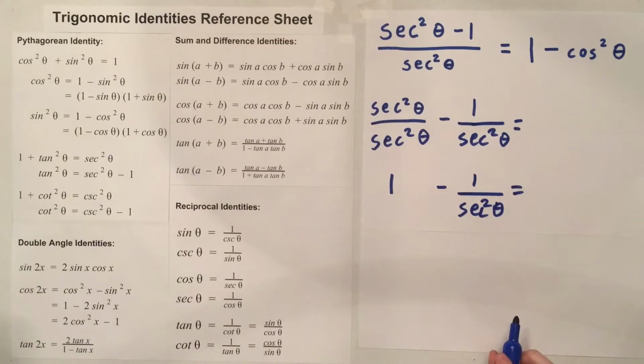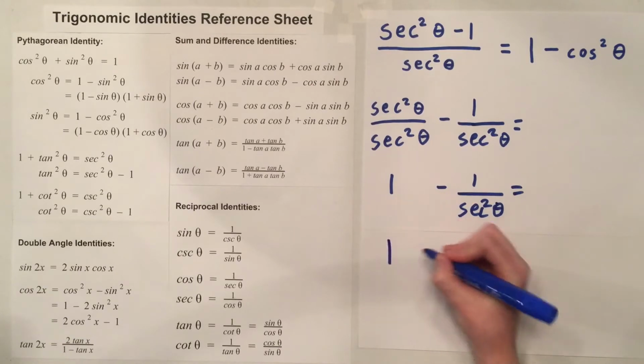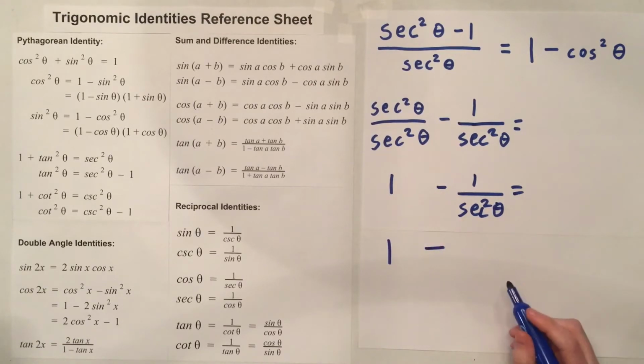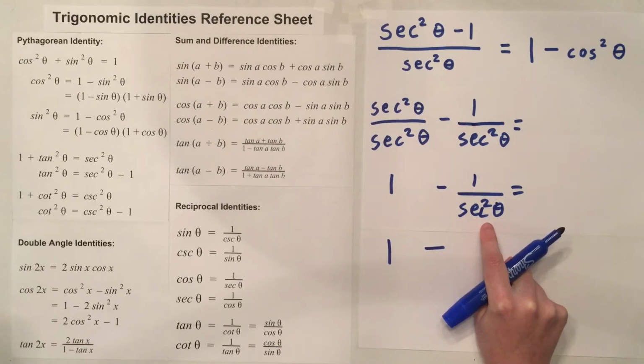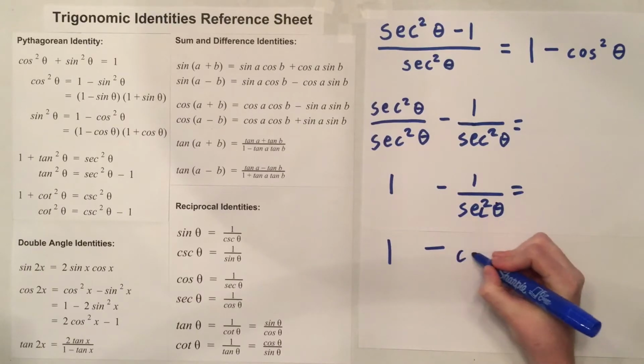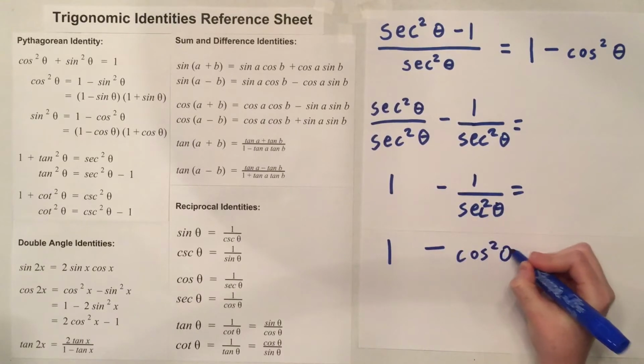And now, if we look at our trigonometric identities, we see that 1 over secant theta is equal to cosine theta. This same basic principle applies to secant squared theta. 1 over secant squared theta is equal to cosine squared theta. So, we can bring down the 1 and the minus sign and replace the 1 over secant squared theta with cosine squared theta.